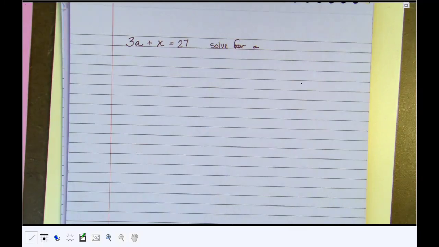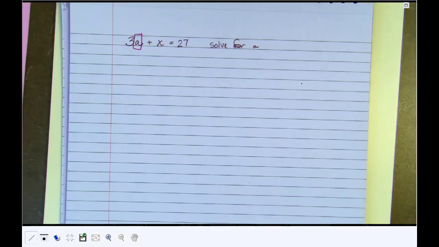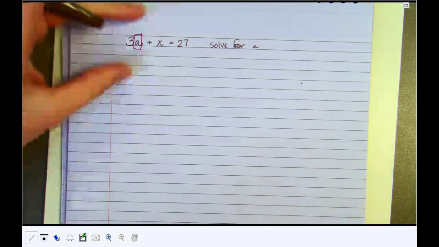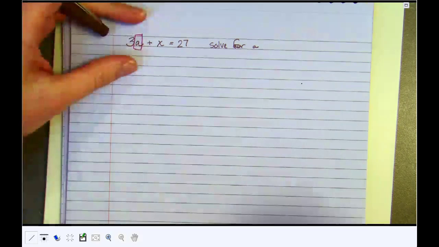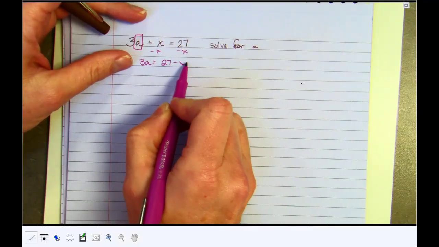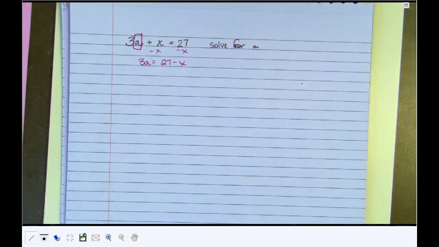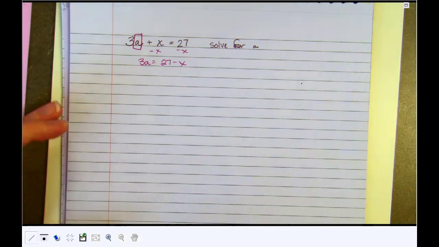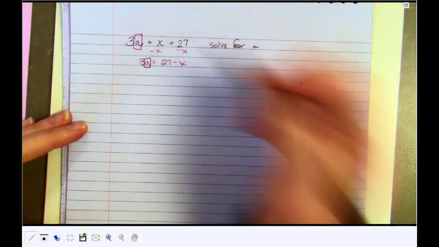When I taught this to you initially, I said it is a good idea to put a box around the thing you're solving for, because you're not solving for Y, you're solving for some weirdo letter, in this case A. What is the first thing you're going to do? Yeah, minus X. Whatever it is that you're solving for, you move the other piece first. So it's minus X. Then you have 3A equals 27 minus X. Remember, those don't simplify. Those are not like terms, so you cannot combine. That's not 27X. It's not 26X. It's 27 minus X.